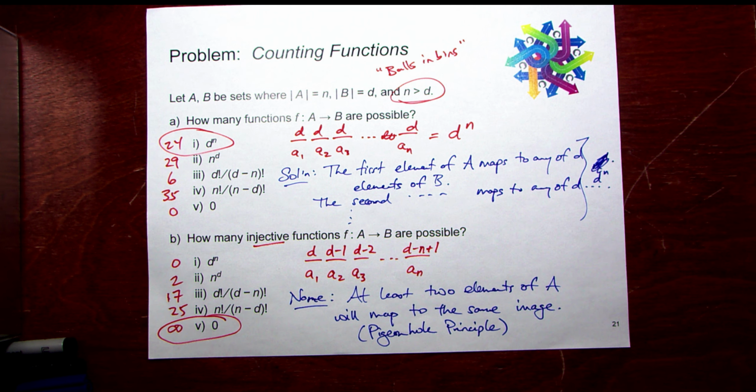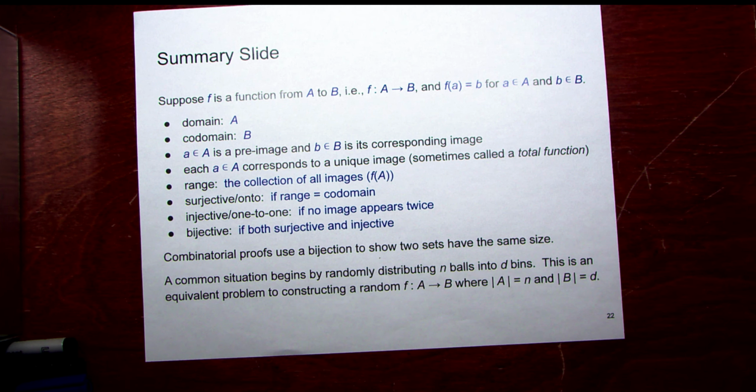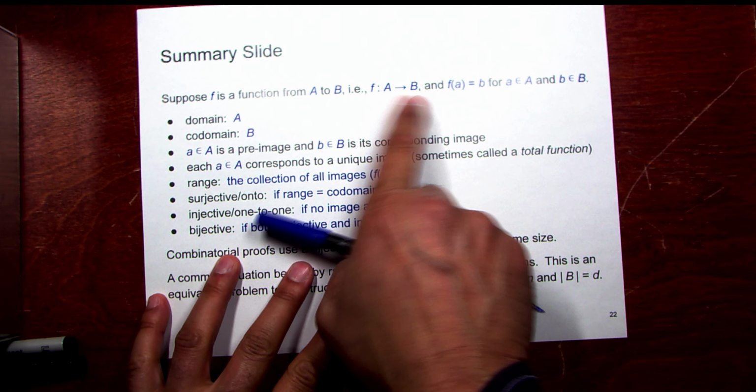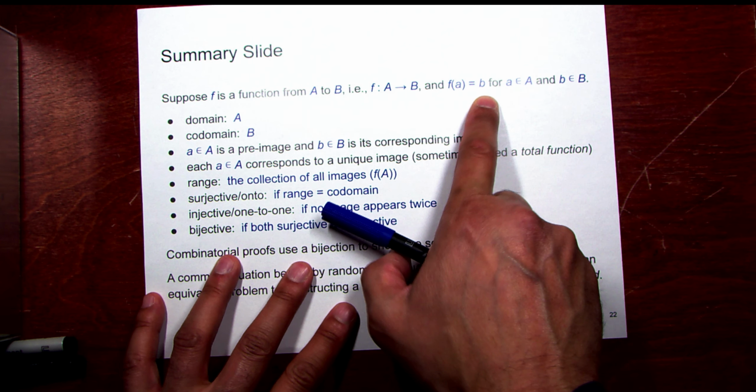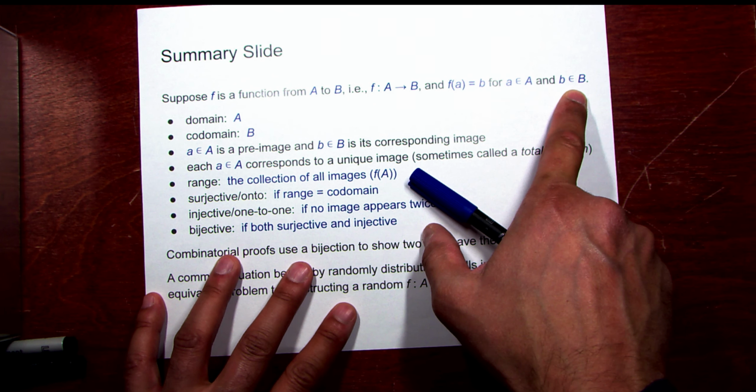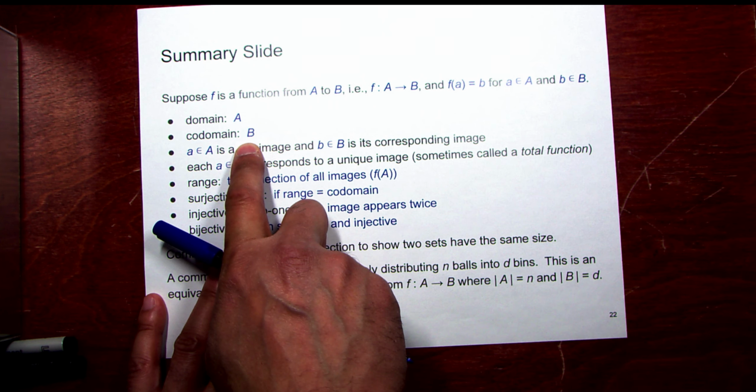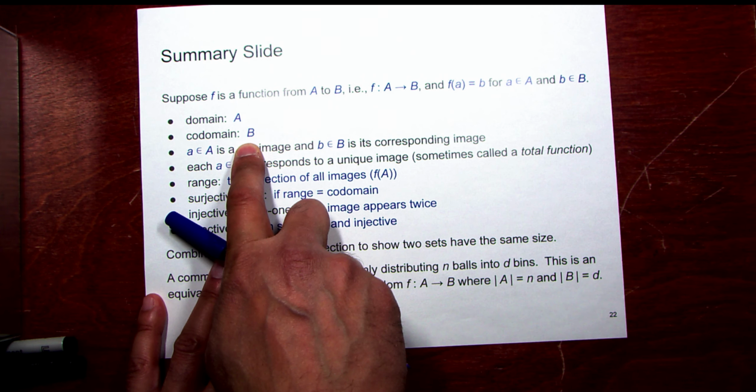Okay, good. All right, summary time. This is just a bunch of the terminology. If f is a function from A to B, then we write f colon A arrow B, and f of little a is equal to b for some pre-image and image pair. The domain is A, the codomain is B, the from and to sets. A is a pre-image, and b is its corresponding image. Every a corresponds to a unique image, so it's got to map to something. It will not map onto 2 or more things. This is also called a total function.